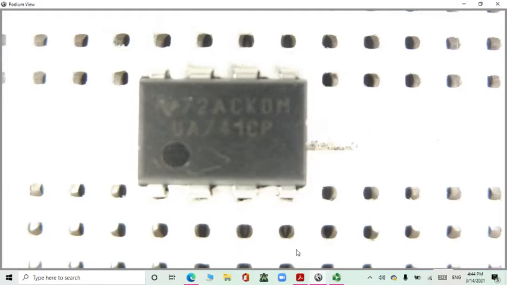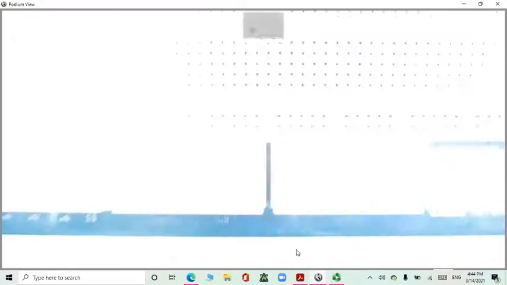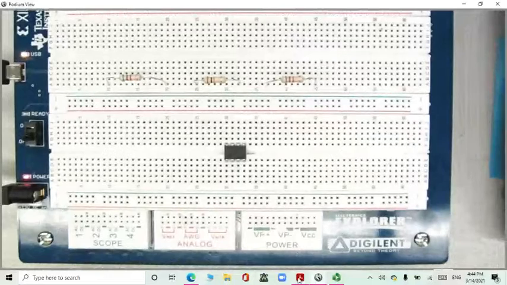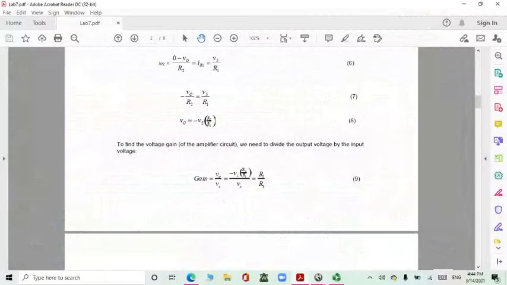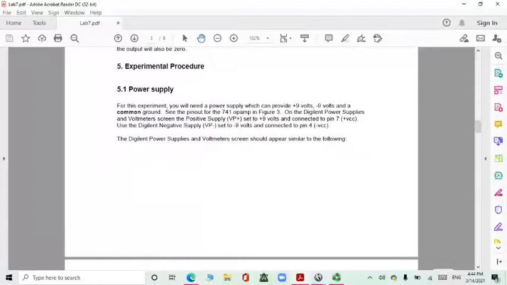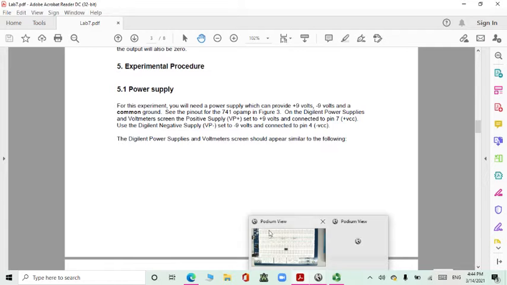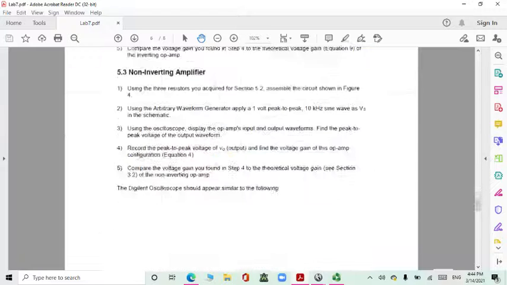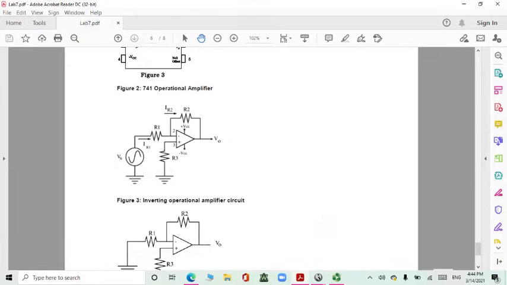Now we can start our experiment with the first part. We are going to start with the inverting op-amp. So we will build this circuit, which is the inverting op-amp.